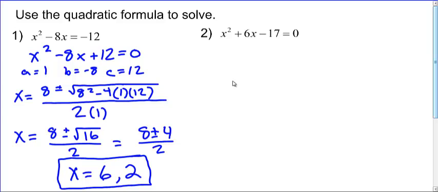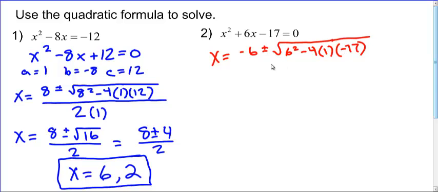Let's try another one. X squared plus 6x minus 17 equals 0. Now in this case, we know our a value is 1, b is 6, c is negative 17. So here we go. X equals negative 6 plus or minus the square root of 6 squared minus 4 times a term, which is 1, times the c term, which is negative 17, all over 2 times 1.